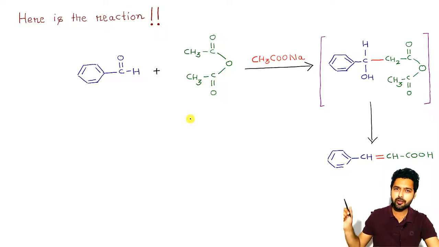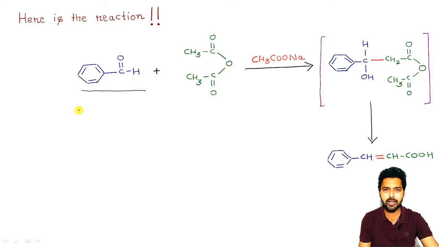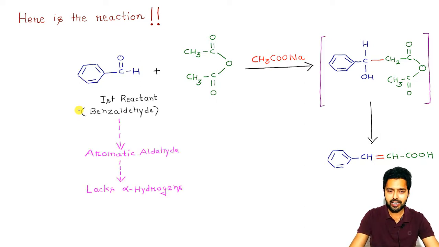Okay, here is the Perkin reaction which you can see on your screen right now. If you look here, the first reactant molecule is benzaldehyde, which is an aromatic aldehyde. And you can see here that on the alpha position, I mean this position here, the alpha hydrogen atoms are not there. This means this aromatic aldehyde lacks alpha hydrogen atoms.